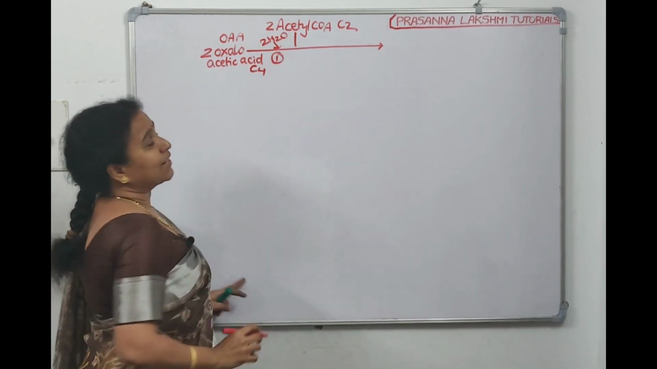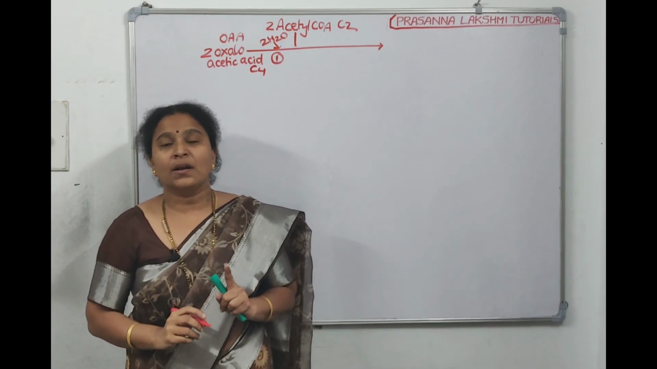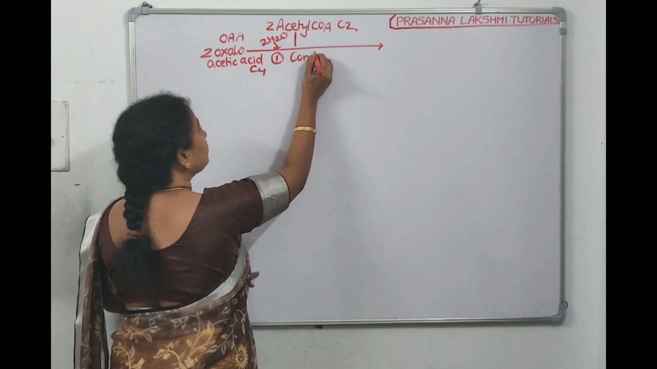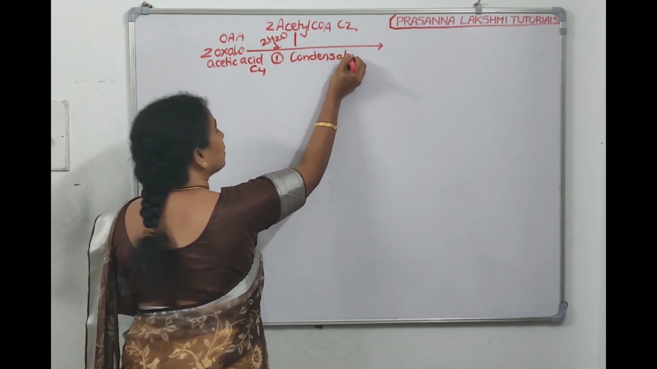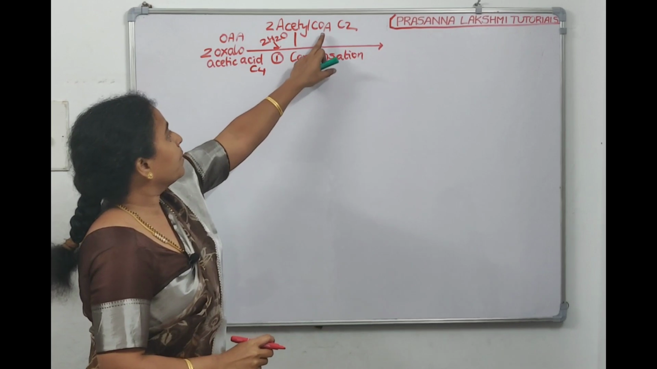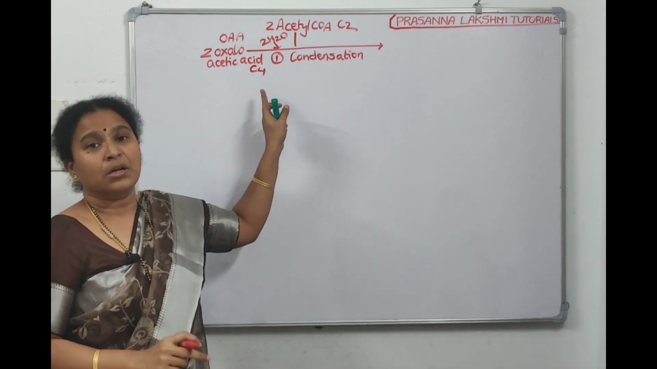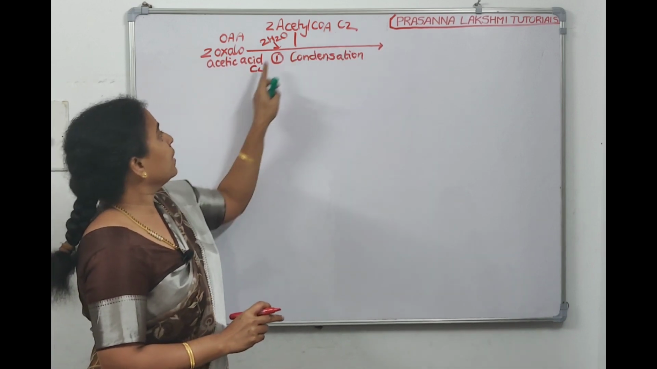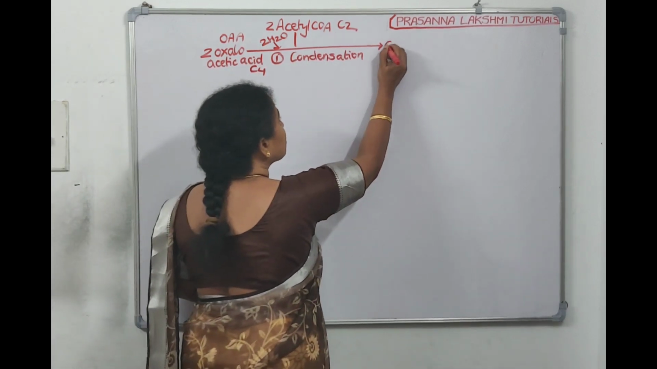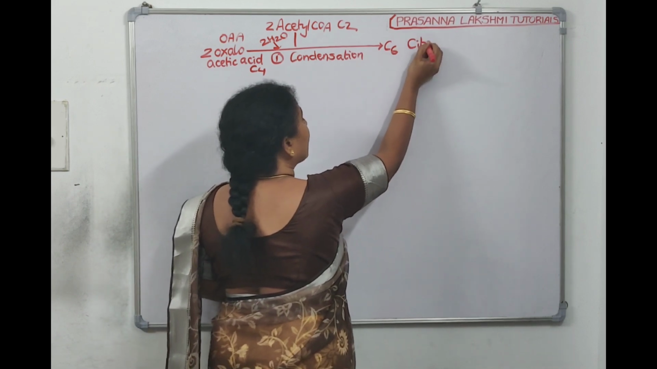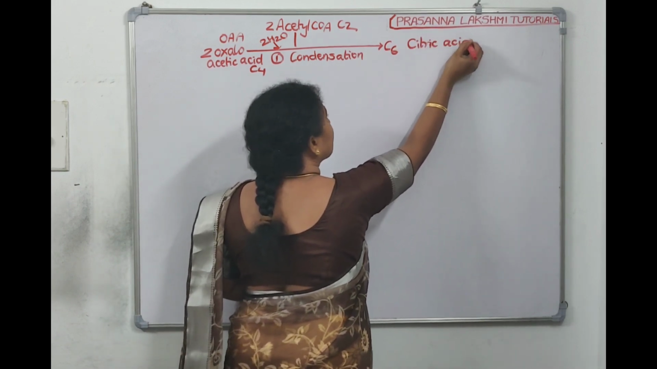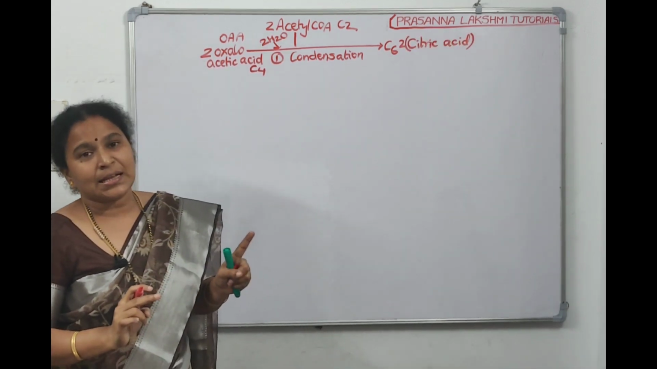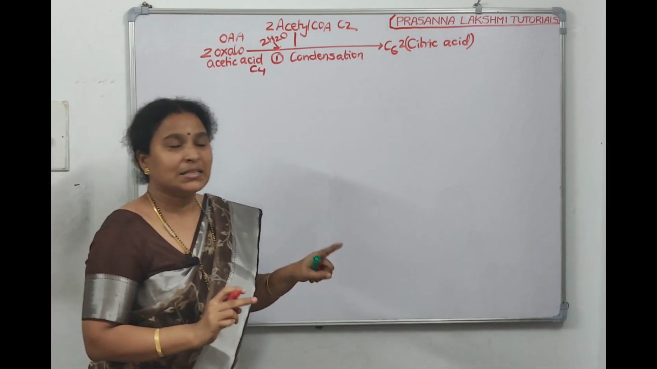The first reaction of this cycle is called a condensation reaction. What is the first reaction? Condensation. Condensing a 2-carbon compound with a 4-carbon compound. The enzyme will be called citrate synthase. When 2-carbon combines with 4-carbon, you will get a 6-carbon compound which is called citric acid. 2 molecules of citric acid are formed. Since citric acid is formed, the enzyme is called citrate synthase.